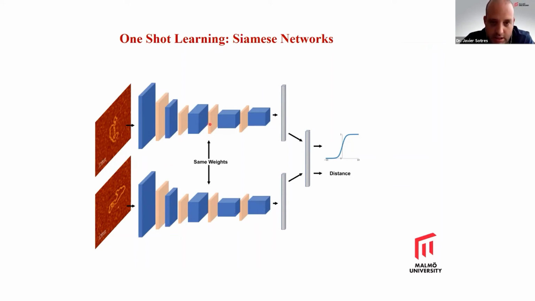These neural networks embed the image into some type, for instance, of a multidimensional array, and then we find some distance between these two arrays. Okay, so if the distance is low, the two images contain the same molecule. If the distance is high, it will be a different molecule.